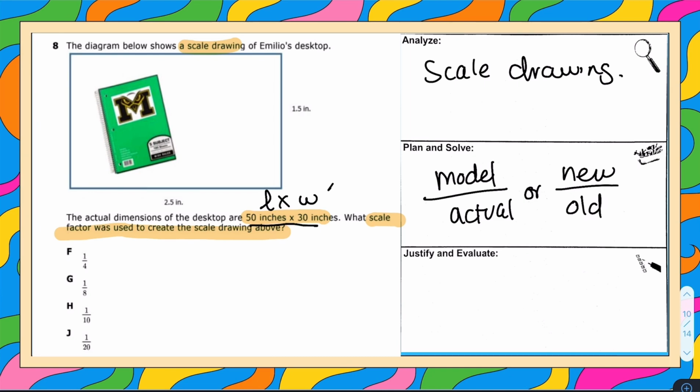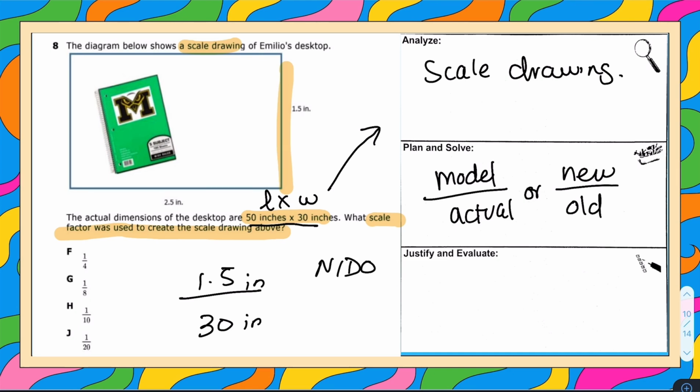So that's also hand in hand with analyzing. So I can take any of these sides, and I'm going to use this width side. The model is 1.5, and we know that the dimensions are 30 inches. So all you have to do is use numerator in, denominator out to solve that problem by division.